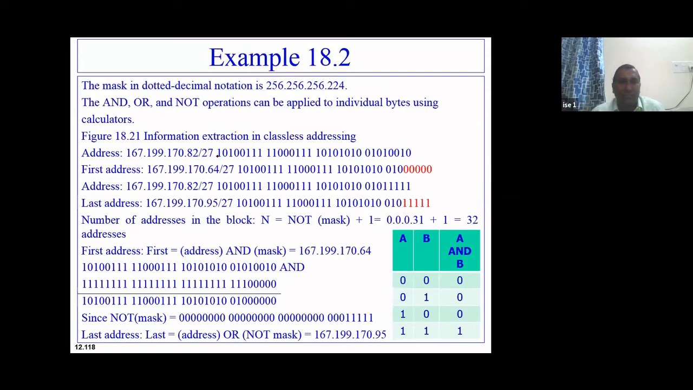Since the length is 27, 27 ones will be there. So this is 8 plus 8 plus 8, 24, plus 3, 27. The remaining 5 bits are all 0. This is called the mask definition. And I will AND this. So if I AND this, the simple AND table is this, right?